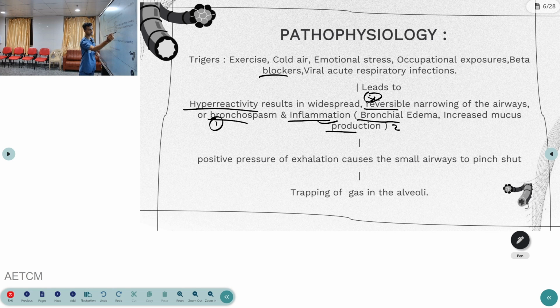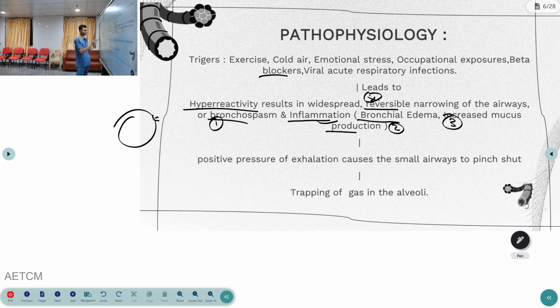In inflammation, you will get a bronchial edema. Third one is increased mucus production. This is the common pathology that will occur in asthma. That is most important. And by the way, this is the bronchus, so bronchospasm will occur. Bronchospasm and bronchial edema are different terms, they are not the same term.